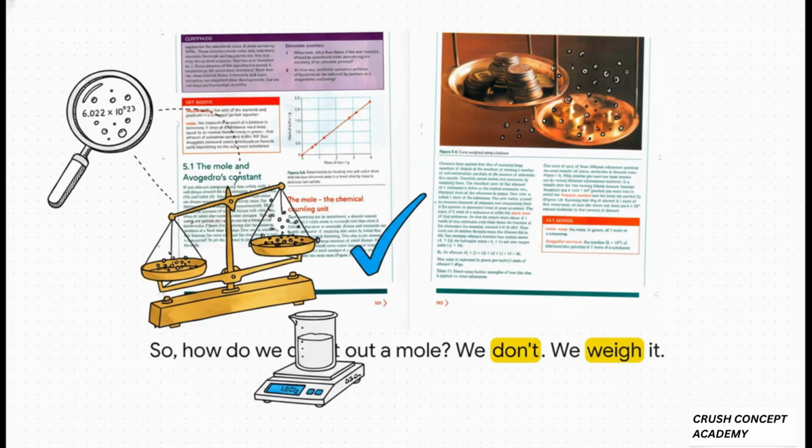Okay, so here's the crucial part. Even with this special counting number, we're right back where we started. You can't physically count out 602 sextillion particles. It's impossible. And this is where chemists got really clever. They came up with a workaround. You don't count them, you weigh them.